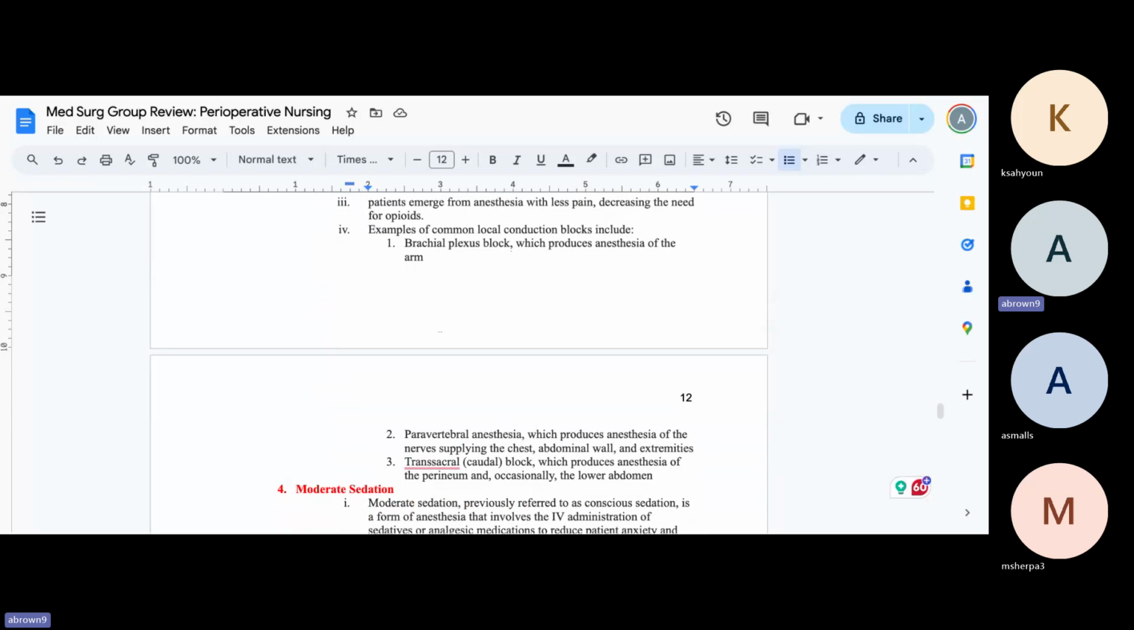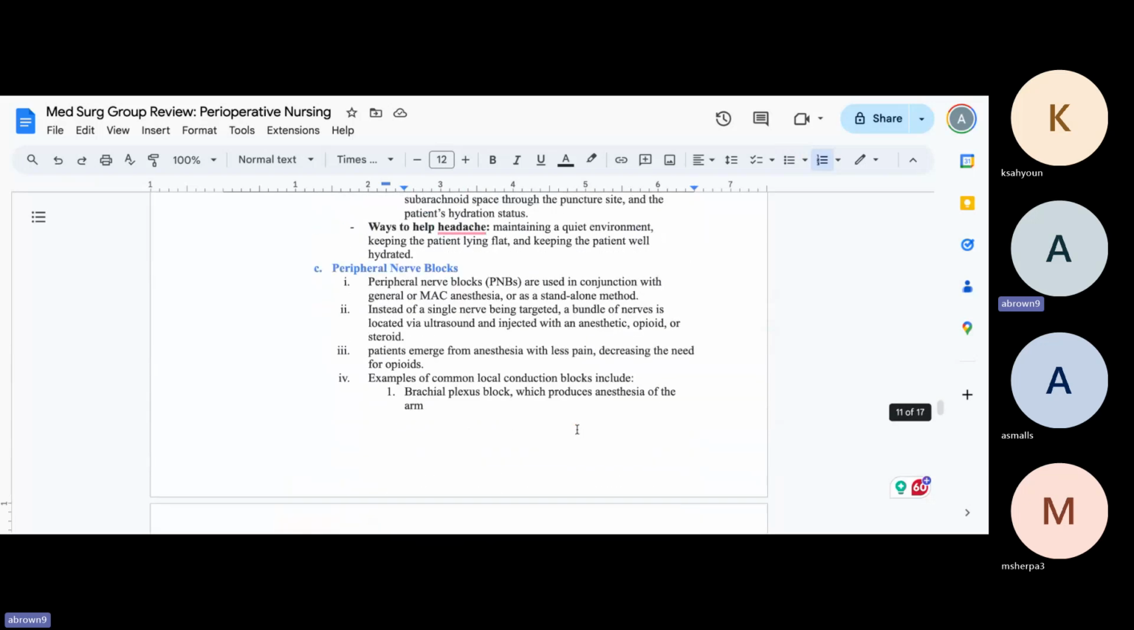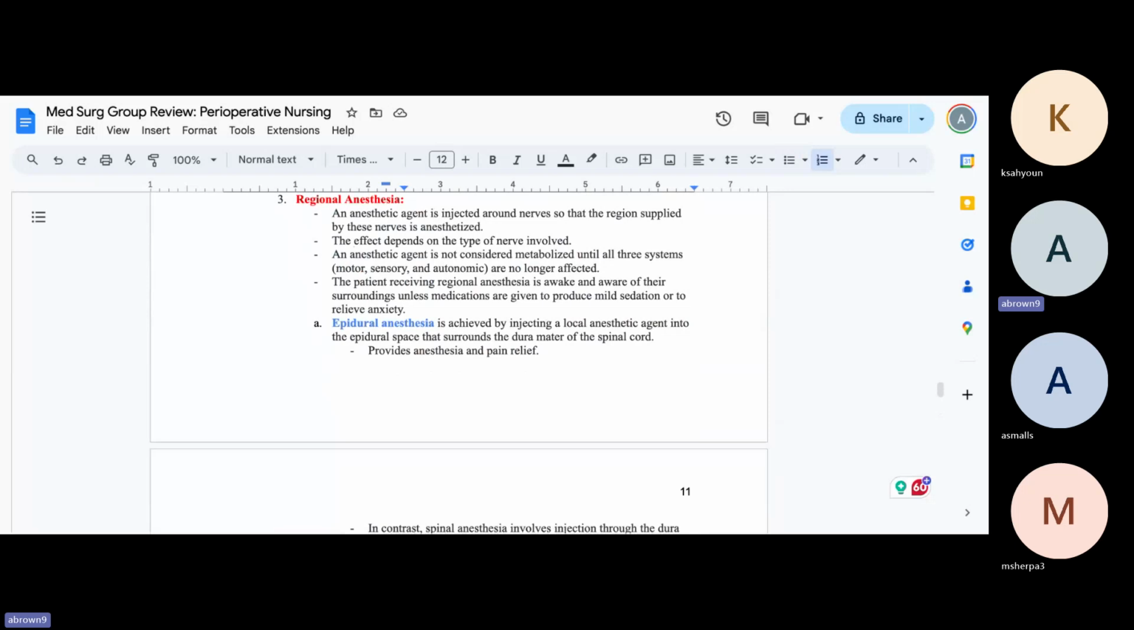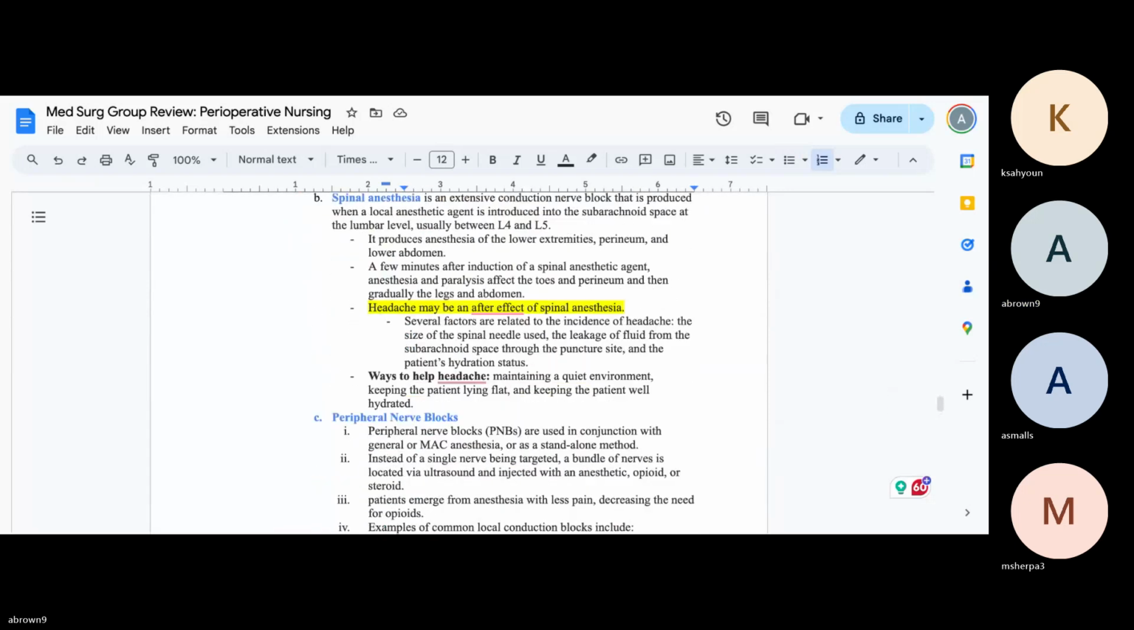Examples of common local conduction blocks include a brachial plexus block, which produces anesthesia of the arm. That's the one that I saw. A paravertebral block produces anesthesia of the nerves supplying the chest, abdominal wall, and extremities. A transsacral caudal block produces anesthesia of the perineum and occasionally the lower abdomen. The main thing to remember with this one is that it completely numbs an area so the patient doesn't feel anything, but the patient is completely awake the whole time.